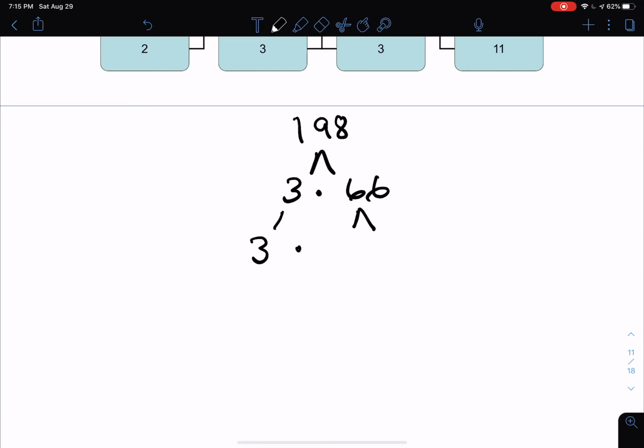And I might break 66 down to 6 times 11. You could use 2 times 33, 3 times 22. You know, there's other options. It's okay. It'll all work out in the end. 3 comes down, 11 comes down, 6 breaks down into 2 times 3. The prime factors are a little out of order there, but that's all right.